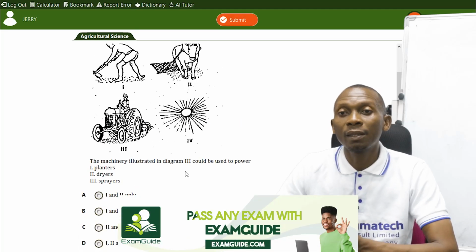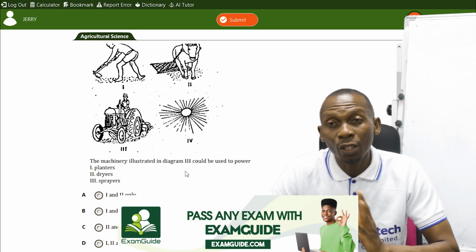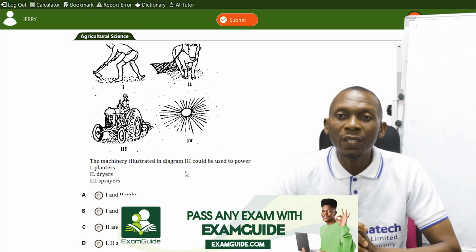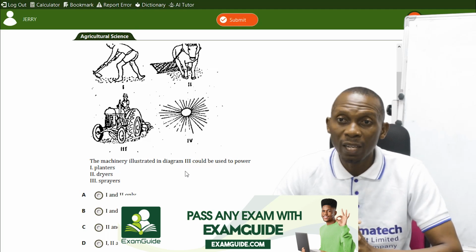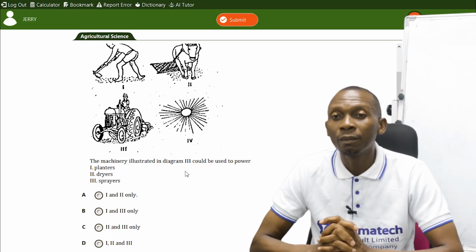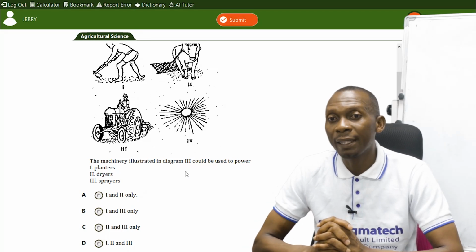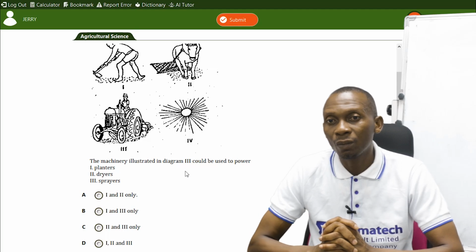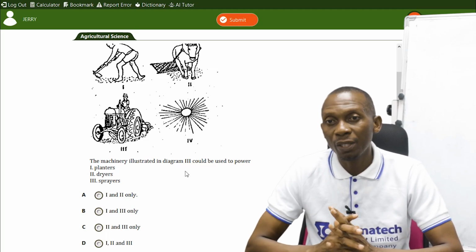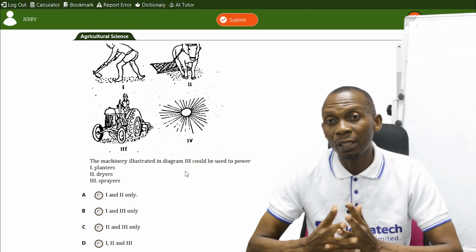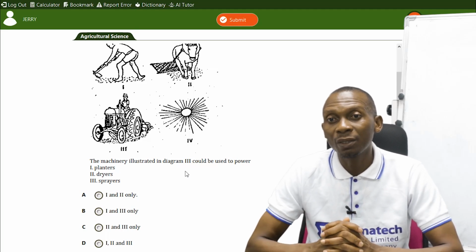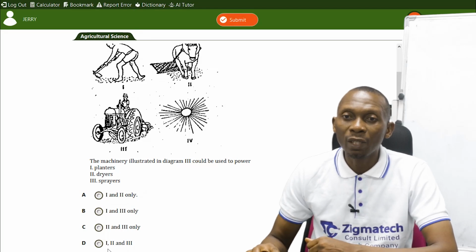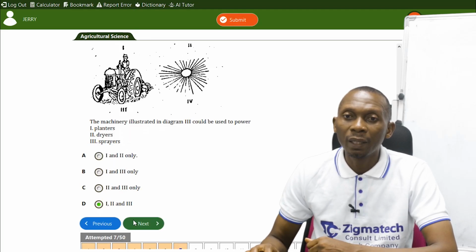Okay, still on this illustration with these diagrams, another question. This question says, the machinery illustrated in diagram 3, which is a tractor, could be used to power the planters, the dryers, and the sprayers. These are all machineries or tractor-coupled implements that are attached to the tractors, and all of them can be powered by the tractor. So the answer is D.